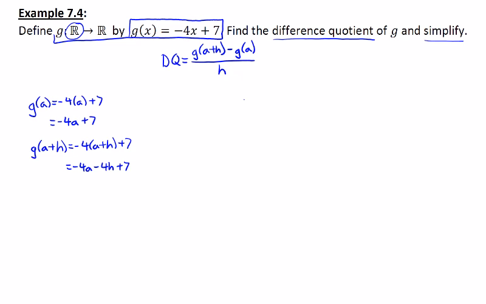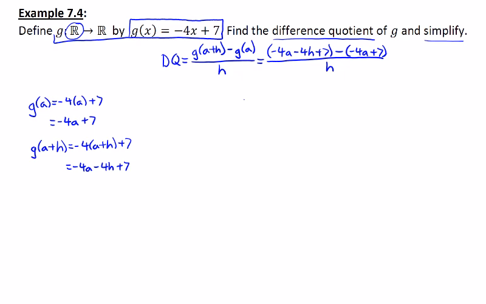Now let's bring the results of these computations into my difference quotient expression, and that'll be negative 4a minus 4h plus 7 minus negative 4a plus 7, all divided by h. So I'll highlight here where those computations come in. g of a plus h is everything that I have here in parentheses, and then g of a is everything that I have in this set of parentheses, and they are separated by the difference, the subtraction there.